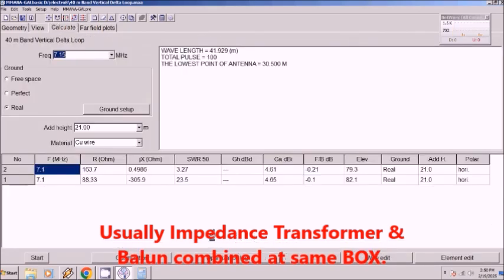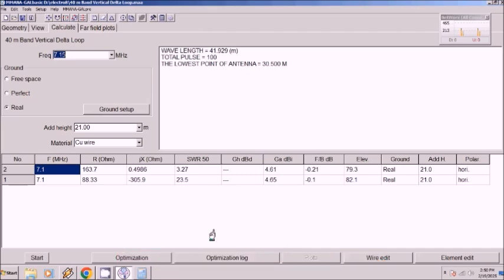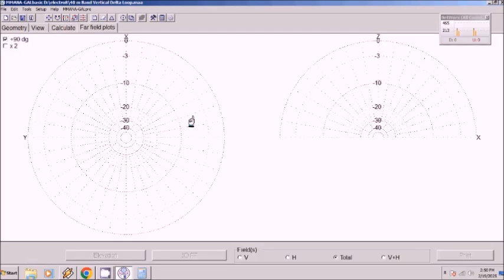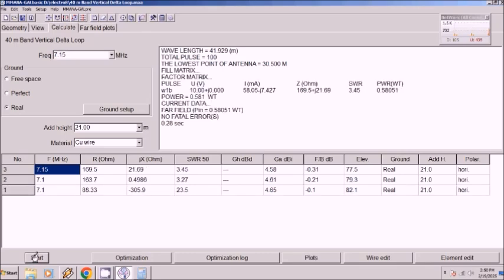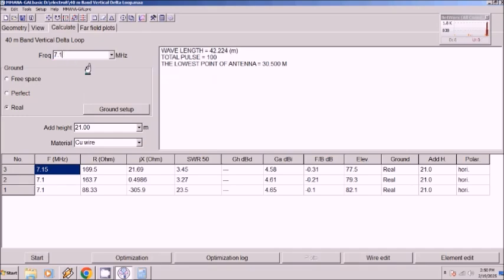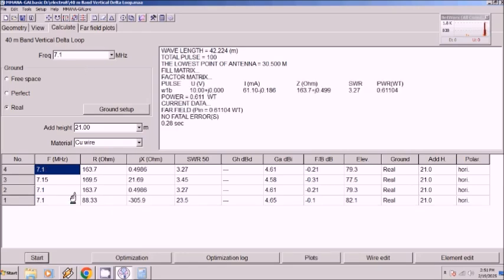So now we are going to check the far field plots here. Hey, the frequency is changing, so we'll go back to 7.1. Okay, sorry, try to start the simulation again. Okay, 7.1. We check the far field plots.